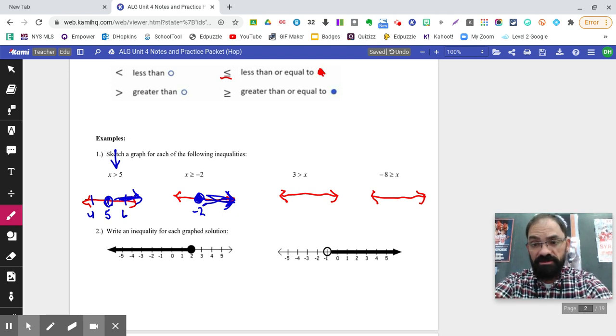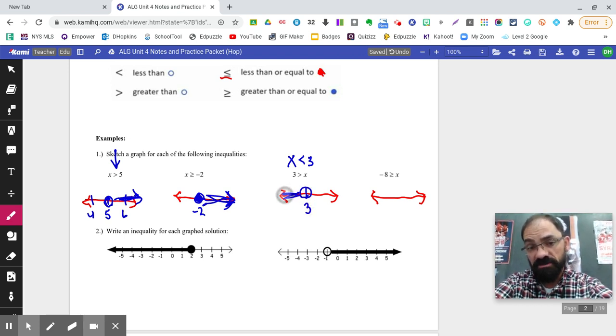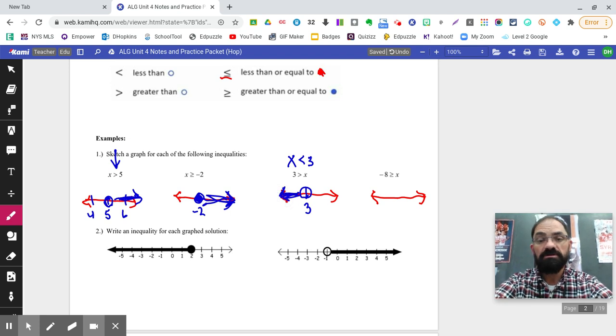I want to rewrite this so I can say the variable comes first. So when I flip this, notice that the pointy end of the sign is facing the x. Make sure you keep it that way when you rewrite it. This helps us to graph it. It makes it easier to say, okay, I'm going to shade to the left now. Open circle to the left.